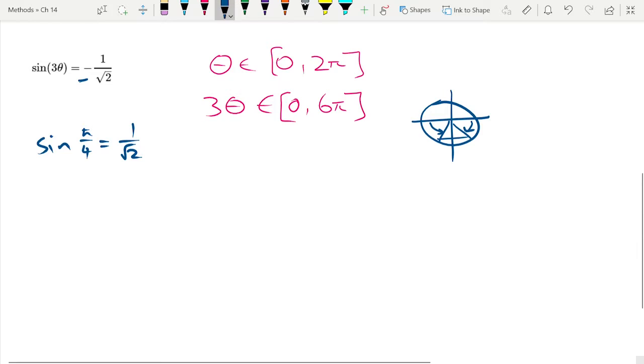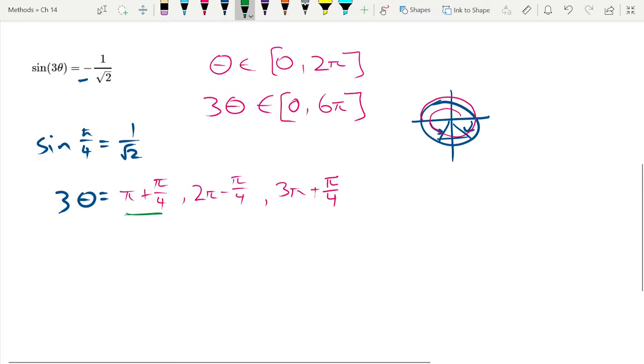So our solutions for 3 theta would be, if we're going between 0 and 6 pi, our first one would be pi plus pi on 4. The next one would be 2 pi minus pi on 4 to get our fourth quadrant angle. And then we keep going around because 6 pi is 3 full rotations in a unit circle, so we'd go all the way around again, which gets us to 3 pi plus pi on 4, which as a shortcut you'll notice is just the first solution, pi plus pi on 4, plus another 2 pi.